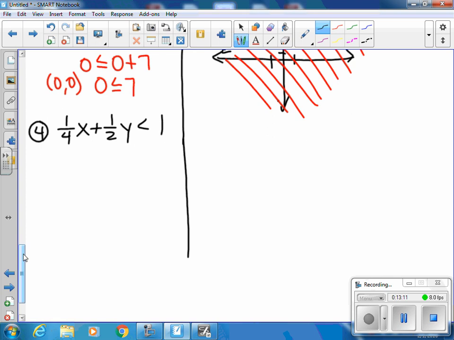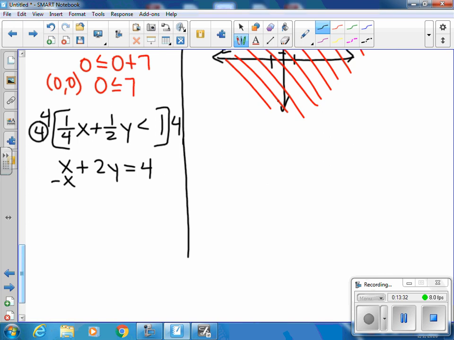All right, so here's my next inequality, and you'll notice that it's quite ugly looking. It's got a lot of fractions that I don't want to deal with. So I'm going to get rid of the fractions right off the bat, and we're going to multiply by 4 to make that happen. So 1/4 times 4 leaves me with x, half of 4 leaves me with 2y, and 4 times 1 is 4. And now I'm going to solve it for the y.